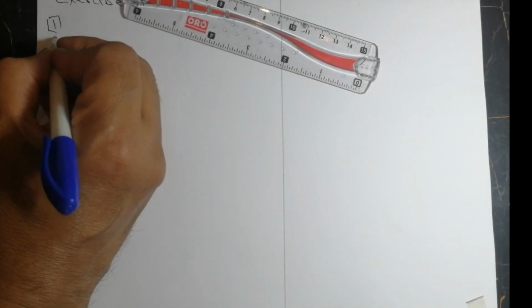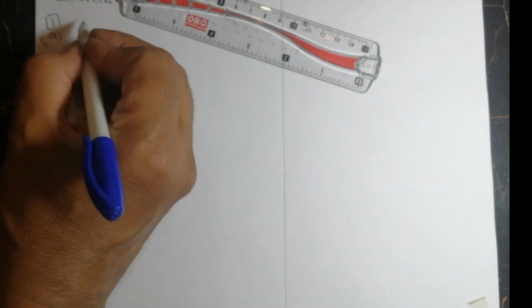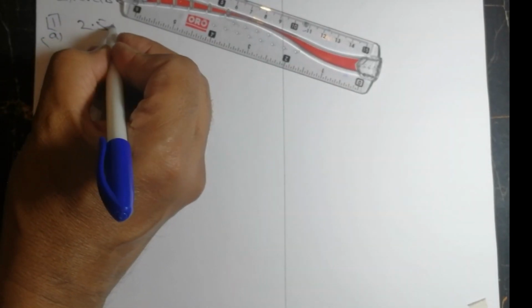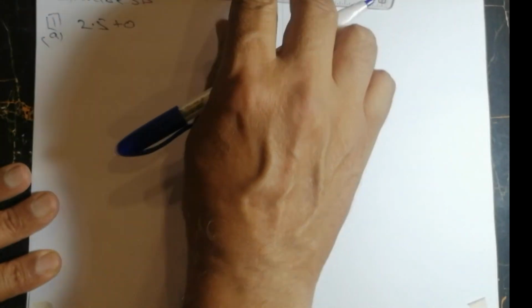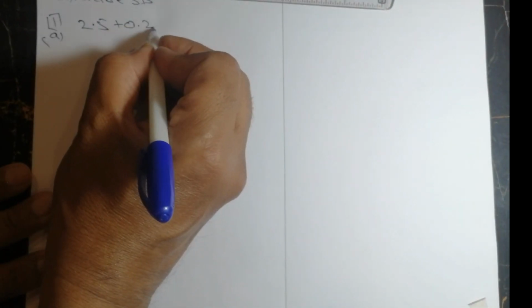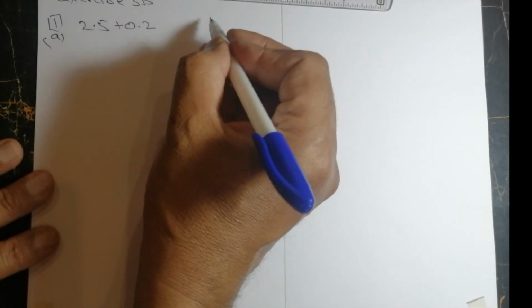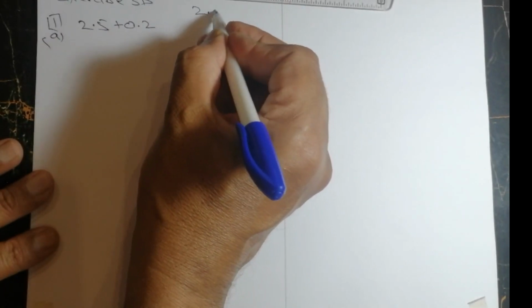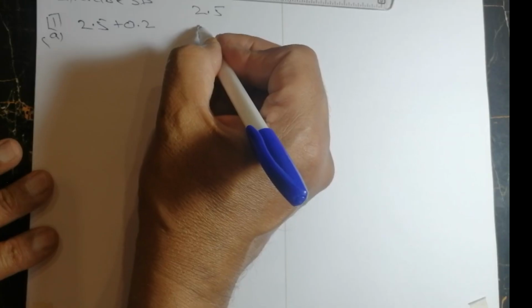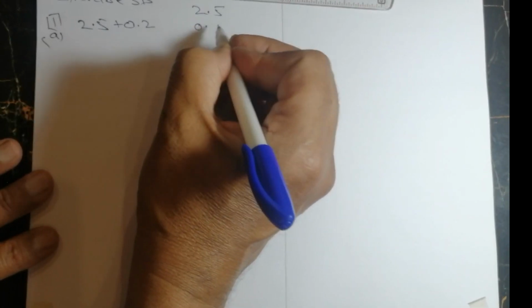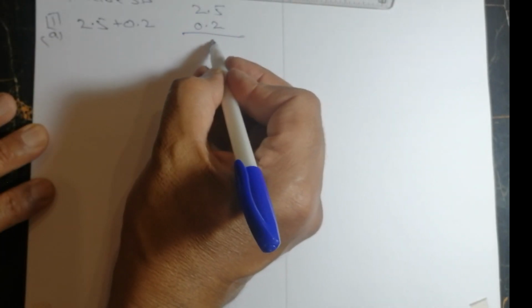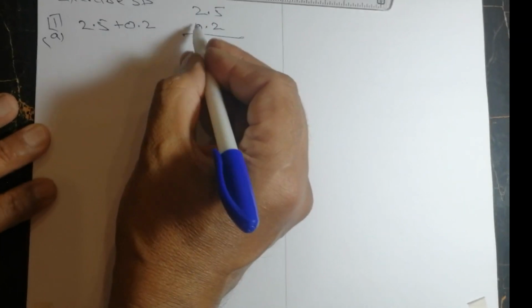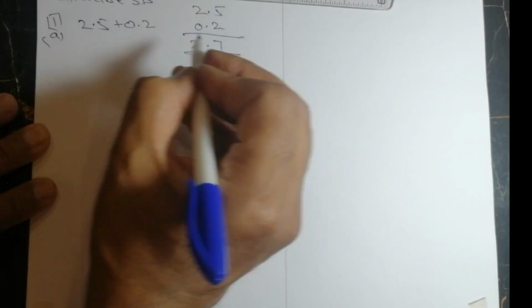Question 1, part A, that is equal to 2.5 plus 0.2. So write here 2.5. Just make the alignment with the decimal. So 5 plus 2 is 7, decimal, 2 plus 0 is 2. So this is the answer.